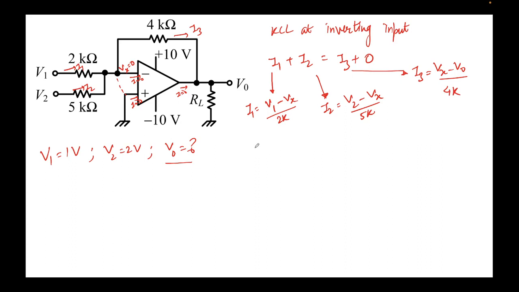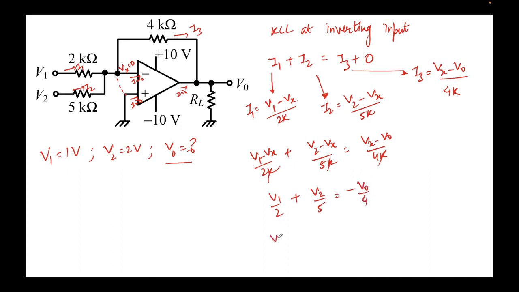Now I'll just write them. (V1 minus Vx) upon 2k plus (V2 minus Vx) upon 5k equals (Vx minus V0) upon 4k. The k gets cancelled, very straightforward, and we put Vx equal to 0 because this is a virtual short. So I'll get V1 by 2 plus V2 by 5 equal to minus V0 by 4. Note, Vx is 0, so it's minus V0. So V0 equals minus 4 times (V1 by 2 plus V2 by 5).